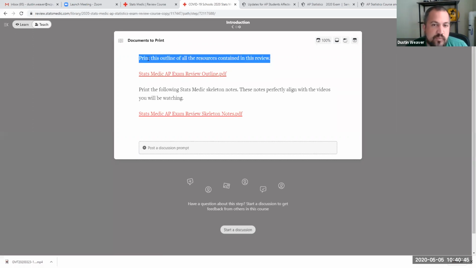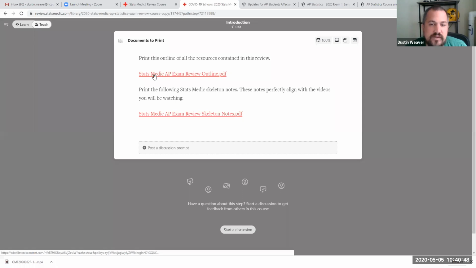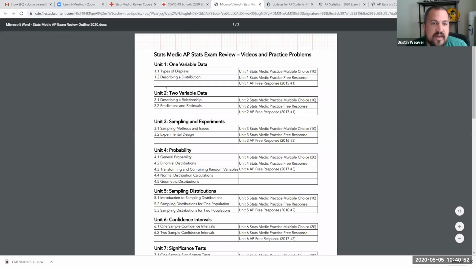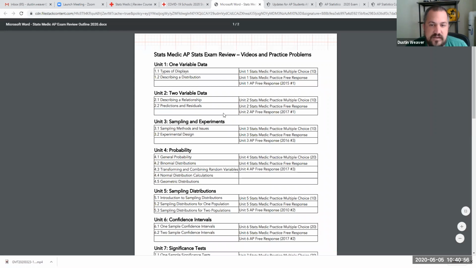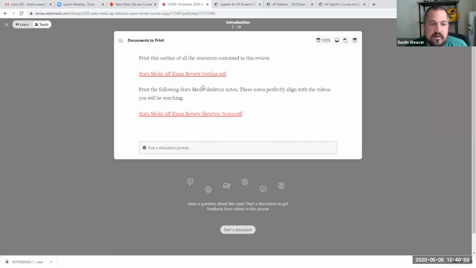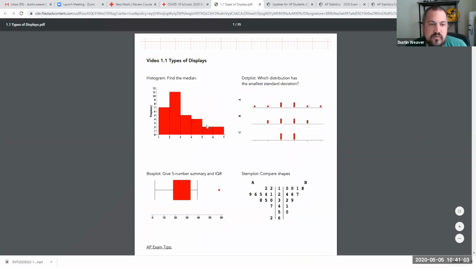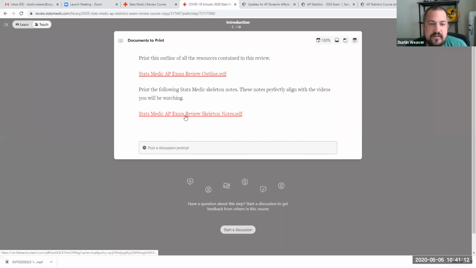But you can print an outline of all the resources that are contained in this review. If I click on that, it tells you here's all the resources from each unit. You can print the Stats Medic notes, and the notes align with the videos that we're going to watch and talk about. I have printed this for my face-to-face class already, but you can print those notes if you want to, or you can just take the notes on your own, okay?